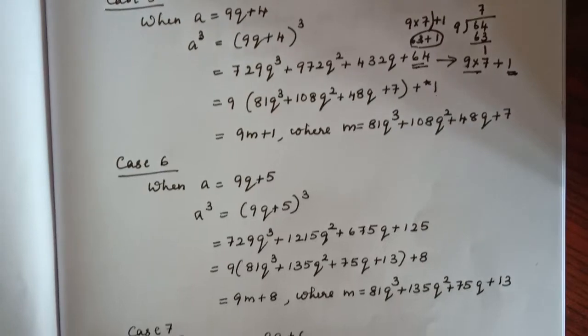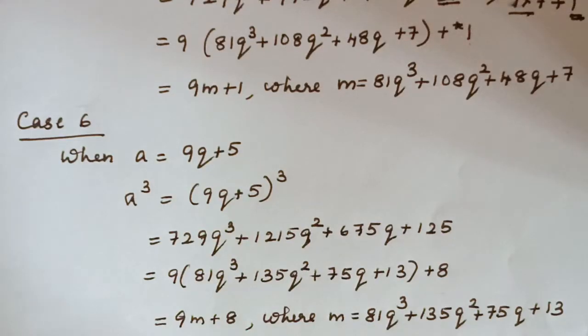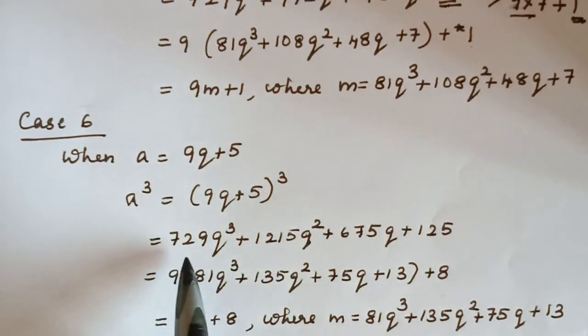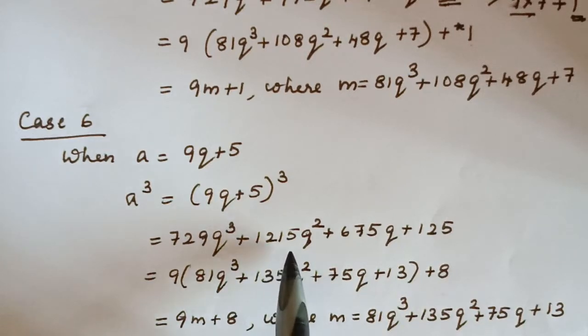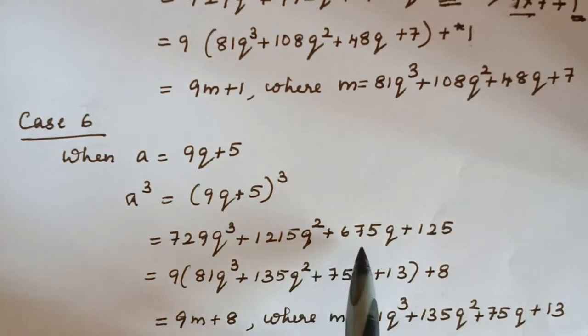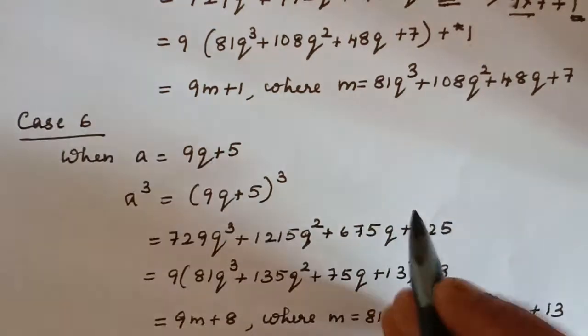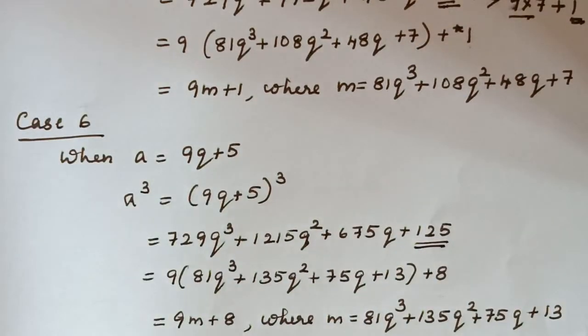Now we will see case 6. A is equal to 9q plus 5. Now you have to cube it. 9q plus 5, the whole cube, that is 729q cube plus 1215q squared plus 675q plus 125. Now here you know that this 125 is not a multiple of 9.